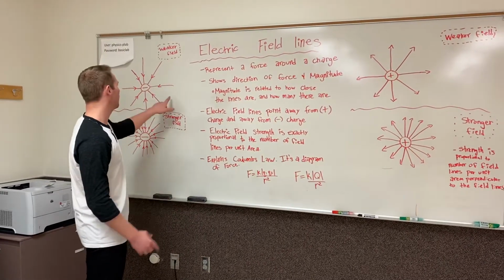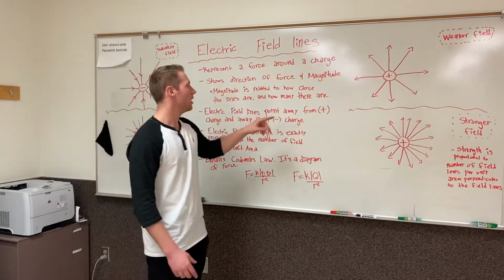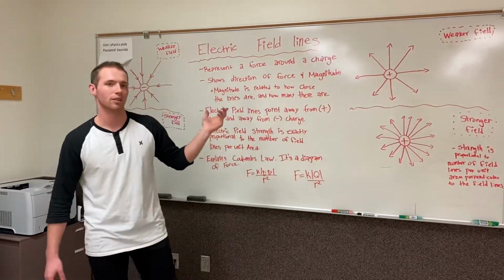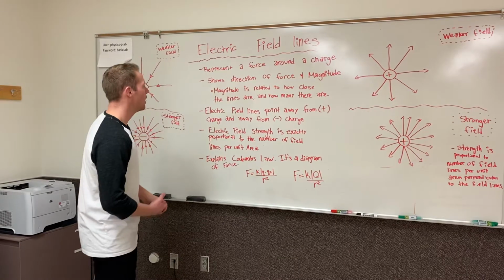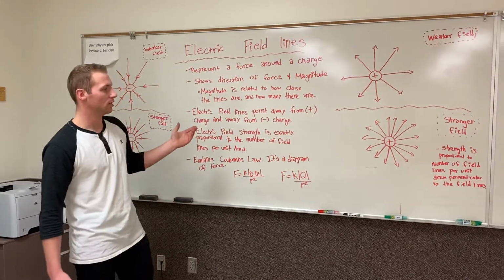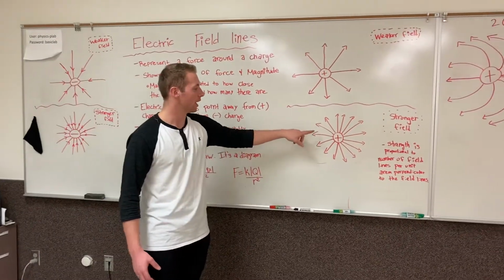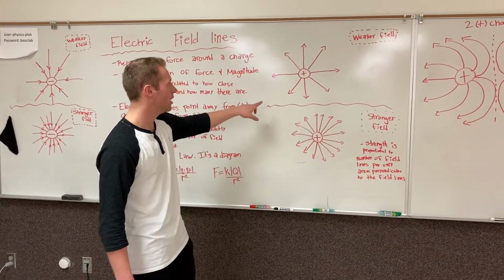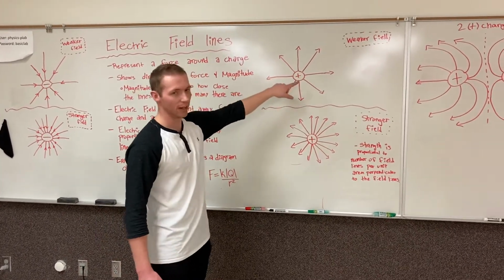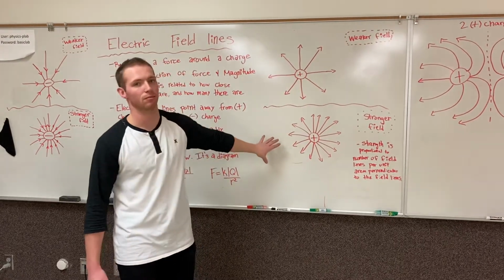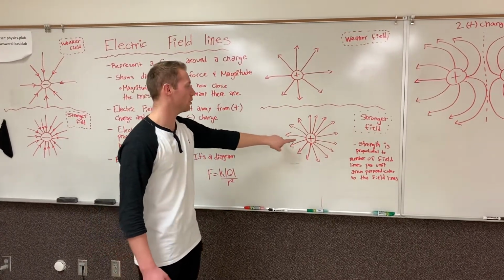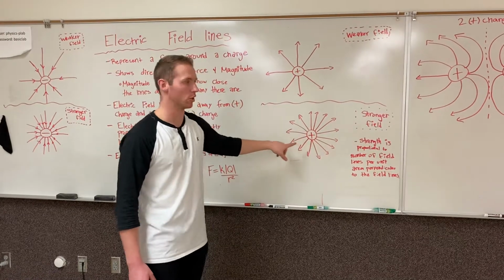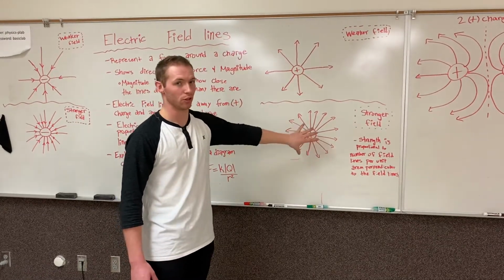Along with our electric field lines, they also show the magnitude of force. And so magnitude is related to how close the lines are and how many there are. So in this example, we only have a few lines in comparison to this one that has many more lines. So this shows that this particle has a much stronger charge. The electric field is much stronger here.